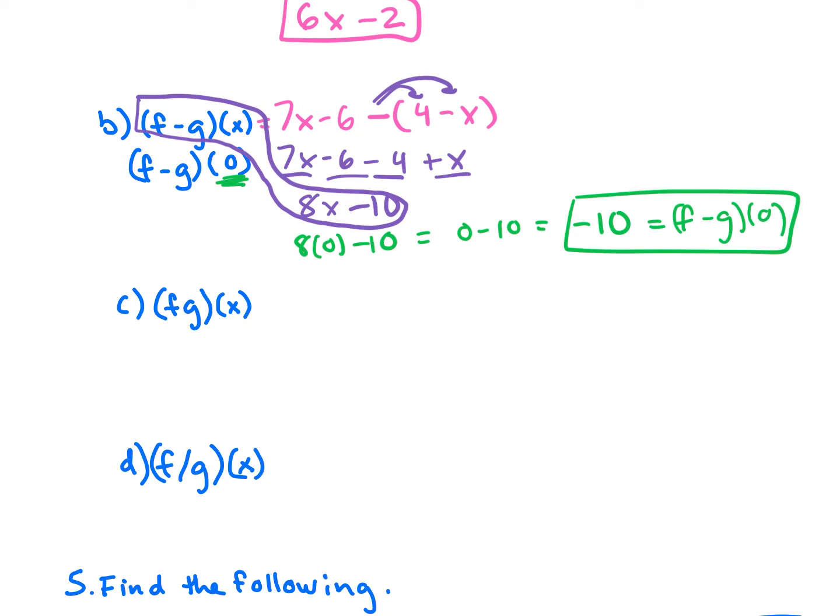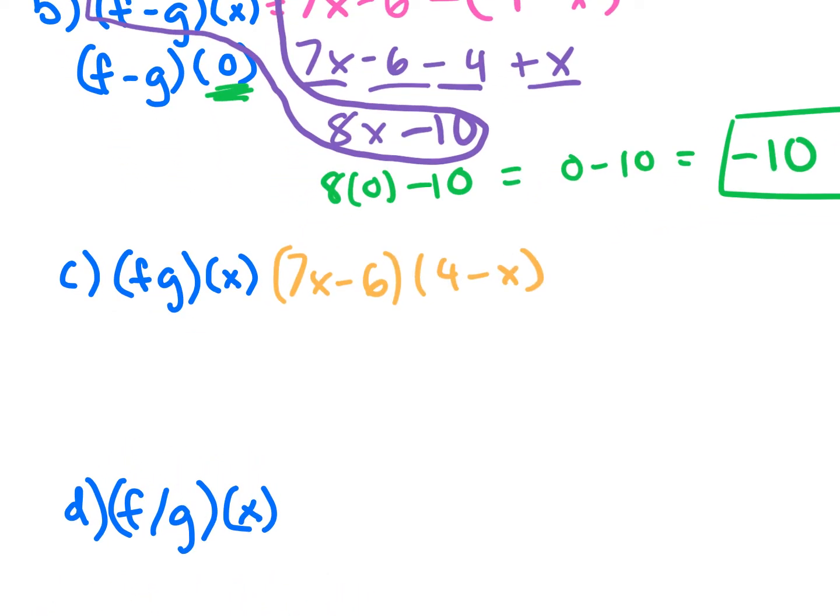For c, we have to multiply. So I have 7x minus 6 times 4 minus x. Because I have a binomial times a binomial, I have to FOIL. So start by multiplying the firsts together. So this would be 28x. Then the outsides, so minus 7x squared. Then the insides, so this would be minus 24. And then the last one, so plus 6x.